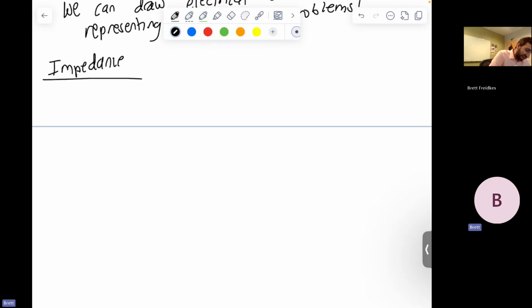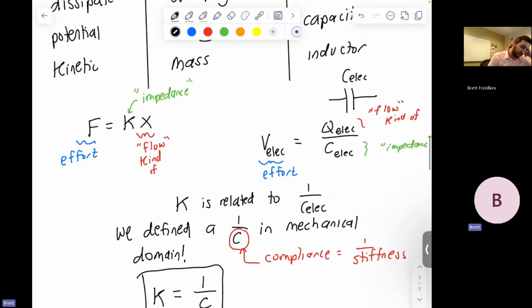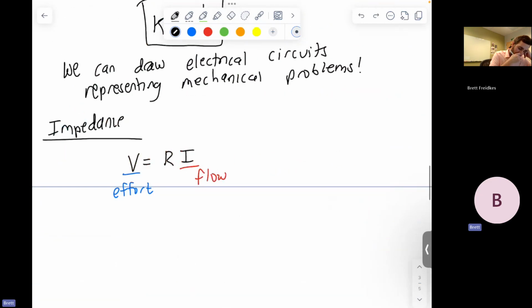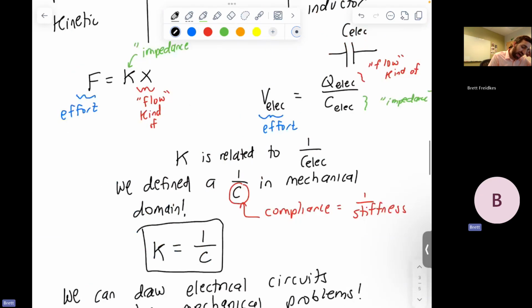If we think back to circuits, we know that V is equal to IR. And I'm going to write it as RI, just to be in tune with my equations earlier. This V is an effort. I is a flow. Now, before I said that Q is kind of like a flow, because by definition, I is the derivative of Q with respect to time. So they are related, but they're related through a derivative. That's why I said this is kind of like a flow.